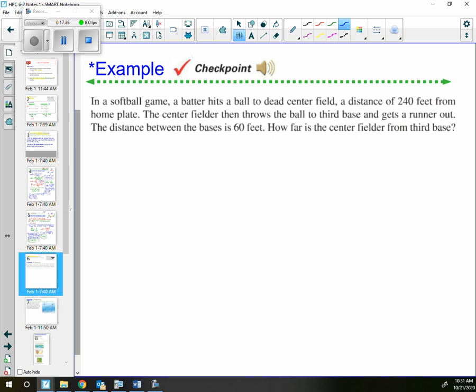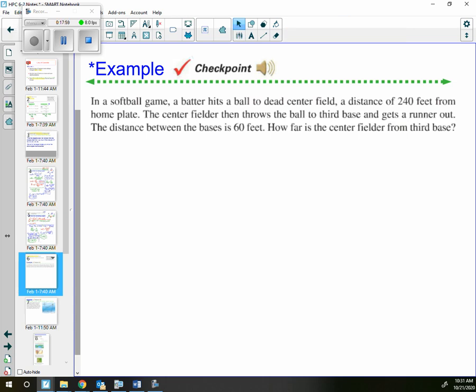It says in a softball game, a batter hits a ball to dead center field. We'll talk about what that means. A distance of 240 feet from home plate. The center fielder then throws the ball to third base and gets a runner out. The distance between the bases is 60 feet. It's actually 90 on a baseball field. If you wanted to do this for baseball, you could do a very similar calculation. How far is the center fielder from third base? In other words, how far did he make that throw?